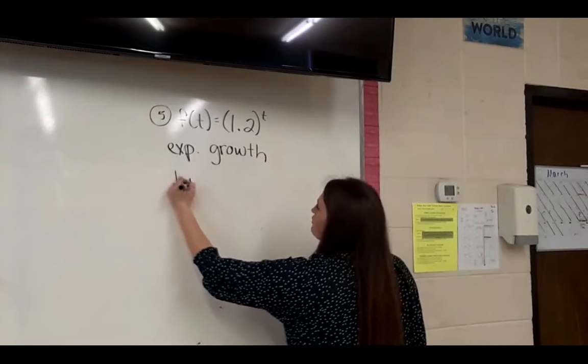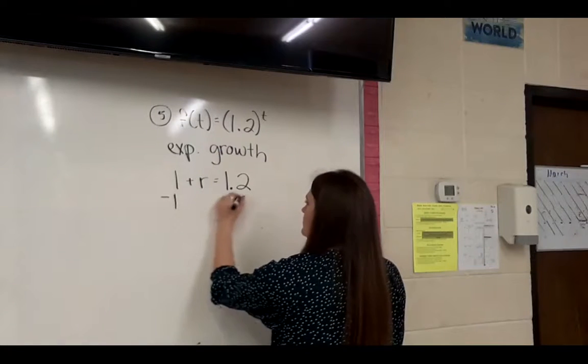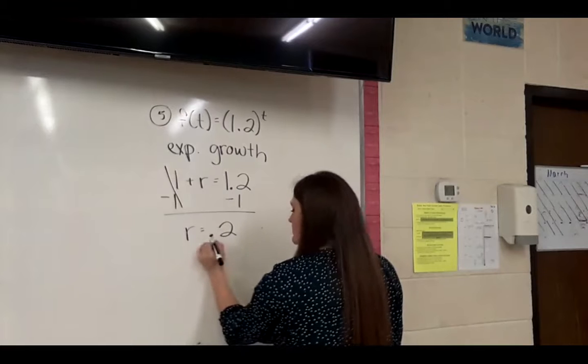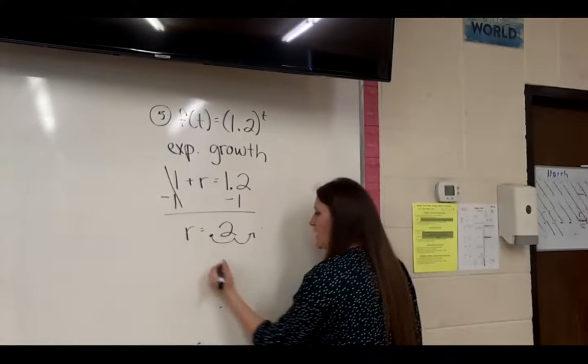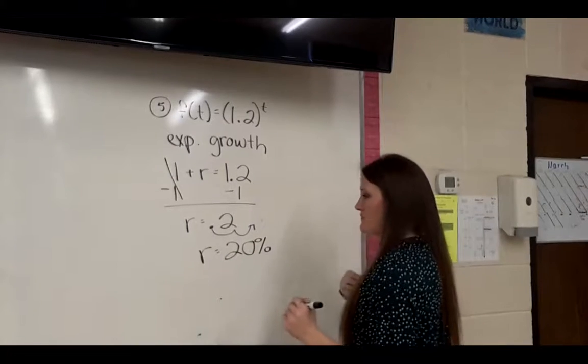So I know 1 plus r equals 1.2. So subtract 1, and we get 0.2. It's a percent, so move it 2 times. R is 20% on number 5.